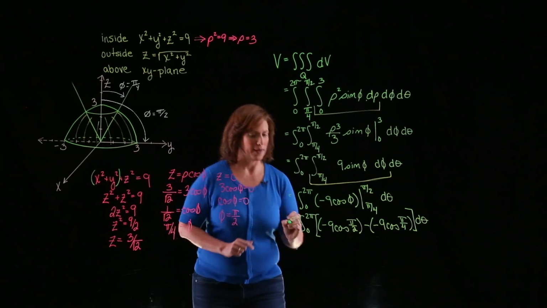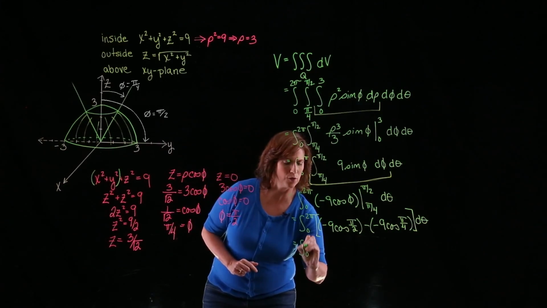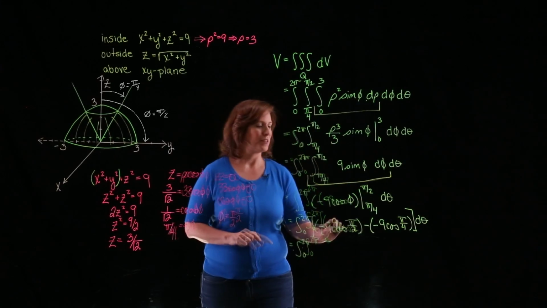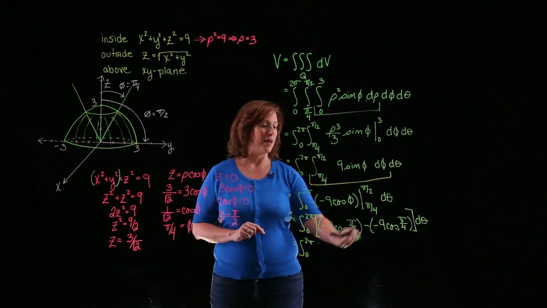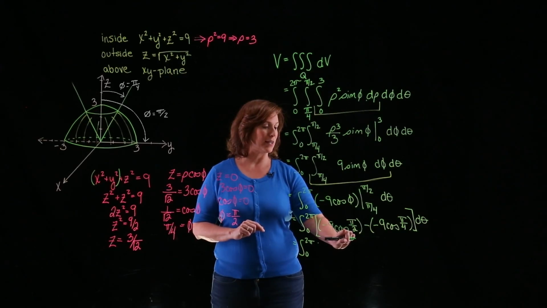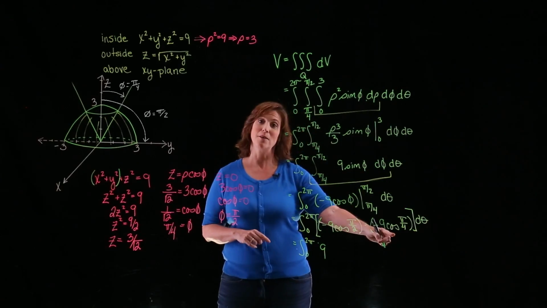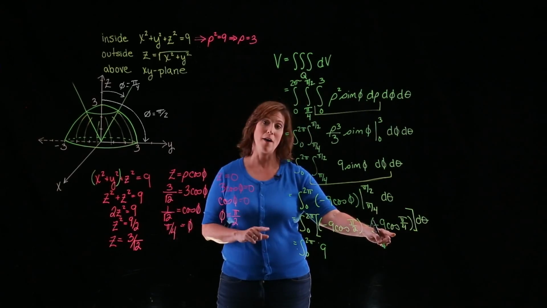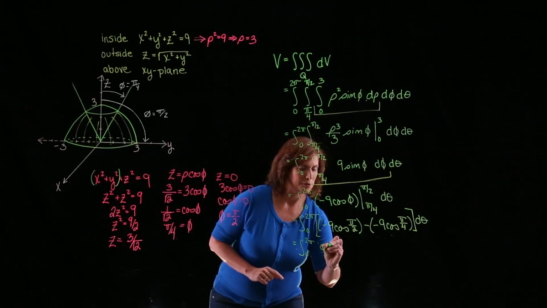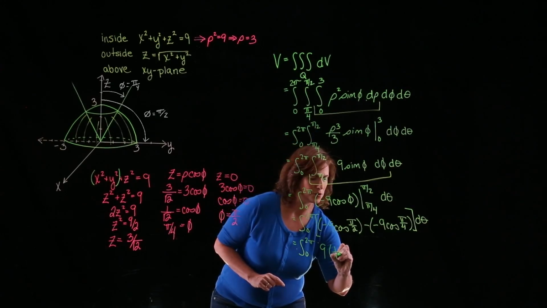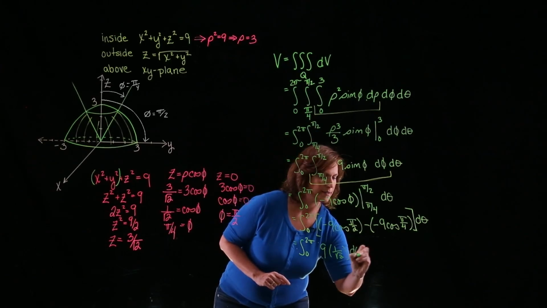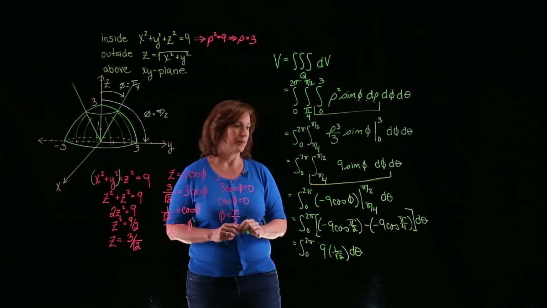All right, so let's evaluate this. I've got the integral from 0 to 2 pi. The cosine of pi over 2 is 0, so this term is completely canceled out, and I'm going to end up with 9 times the cosine of pi over 4. The cosine of pi over 4 is 1 over root 2. So this is 9 over the square root of 2, and then it's still d theta.